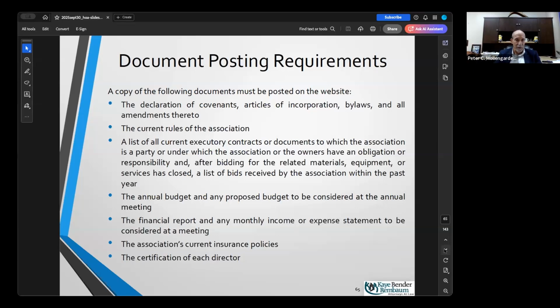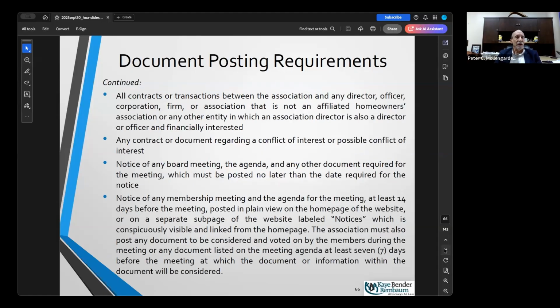The financial report and any monthly income or expense statement to be considered at a meeting. Your current insurance policies for the association, and the certification of each director, i.e. what you're going to get today. All contracts or transactions between the association and any director, officer, corporation, firm, or association that is not an affiliated homeowner association, or any other entity in which the association director is also a director or officer and financially interested. Any contract or document regarding a conflict of interest or possible conflict of interest.